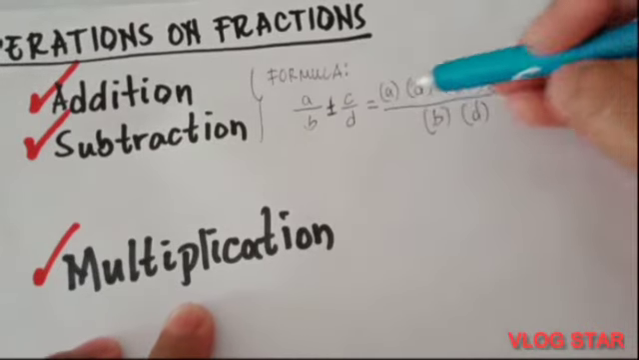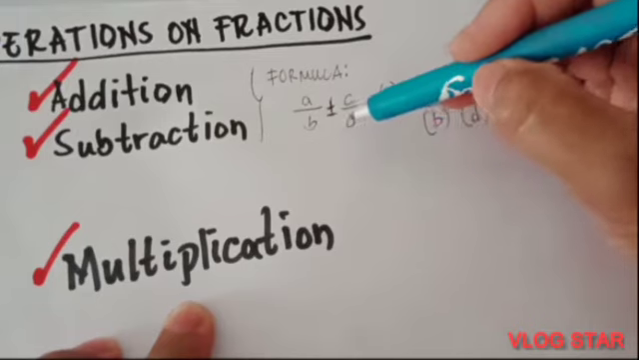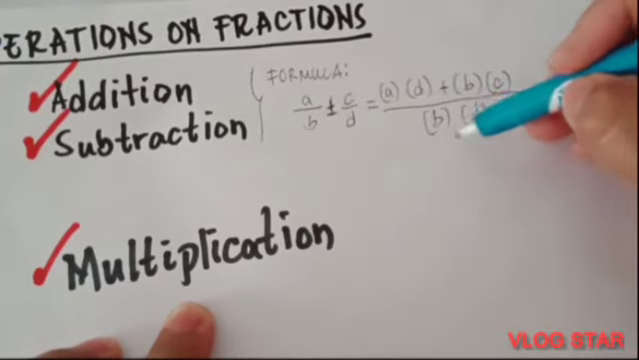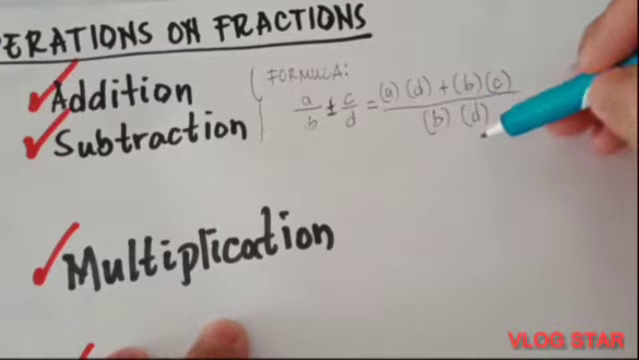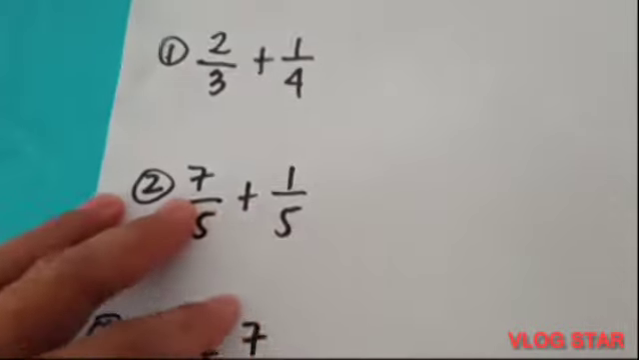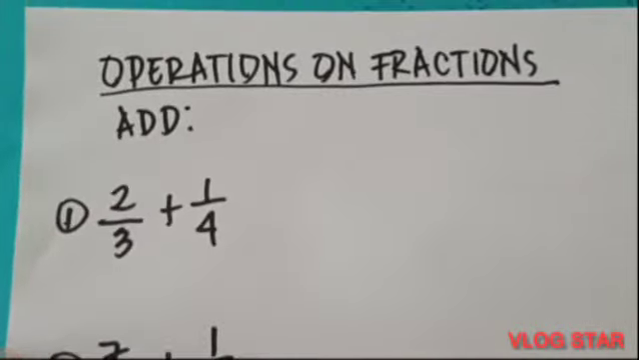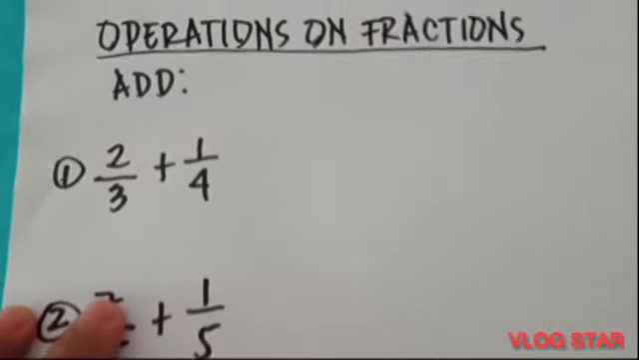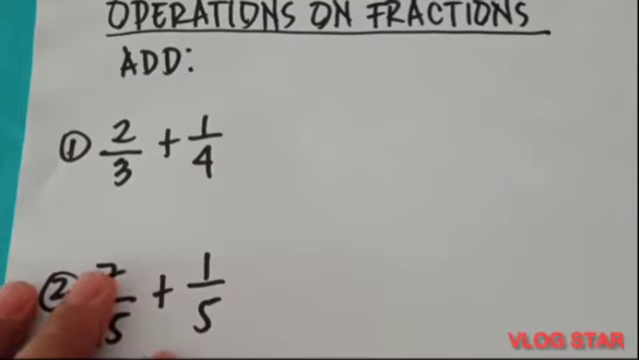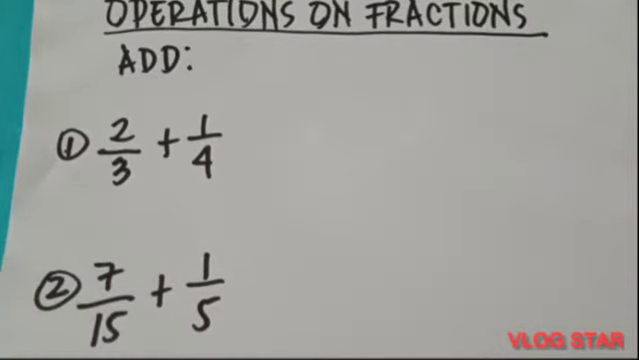Tapos, yung denominator natin ay i-multiply din natin. Tapos, ilagay din natin yung sagot doon sa denominator. Unahin natin yung addition. So, makikita natin ang example number 1 ay 2/3 plus 1/4.